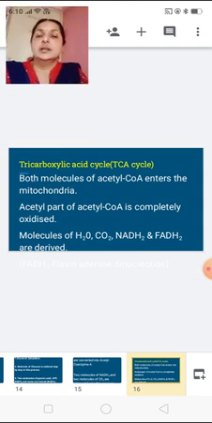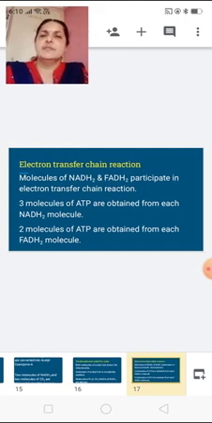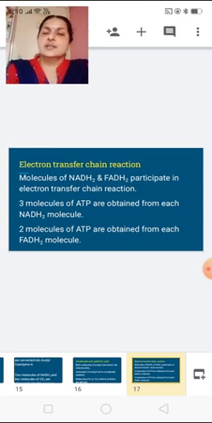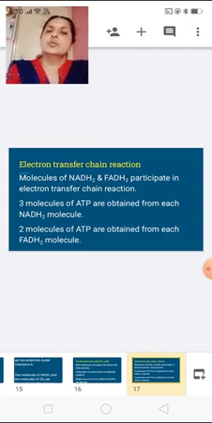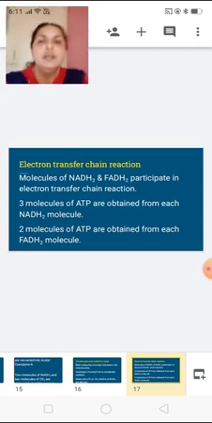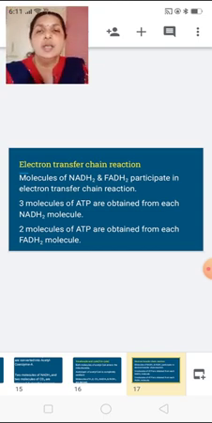Now let us learn the third step, which is the electron transfer chain reaction. What all takes place in this? The molecules of NADH2 and FADH2, which are formed in the previous step, only those two will participate in this electron transfer chain reaction.